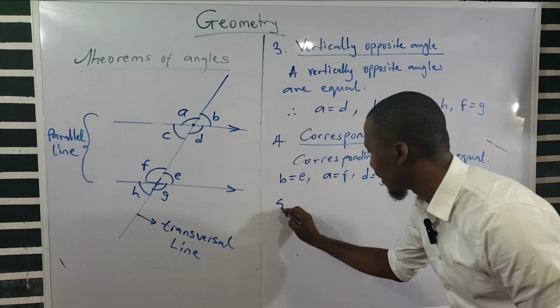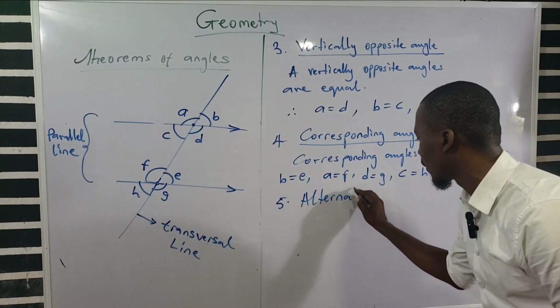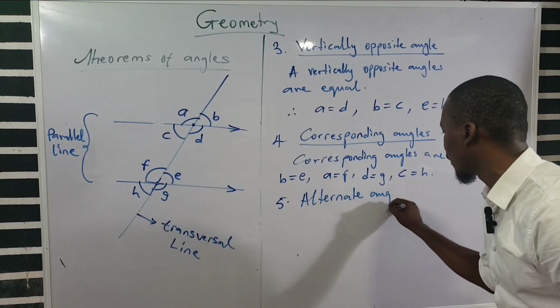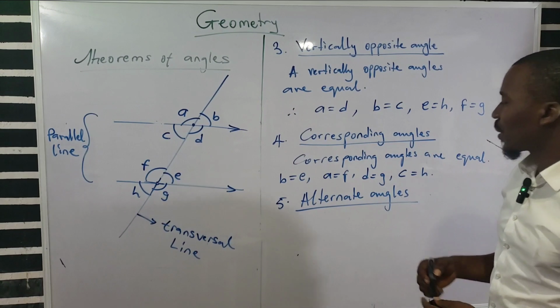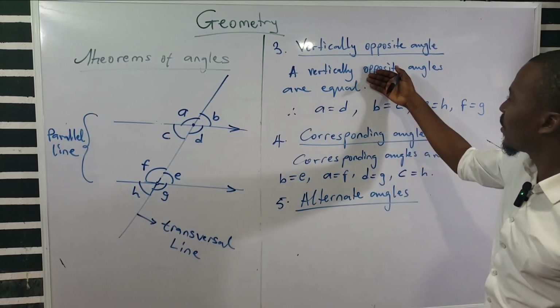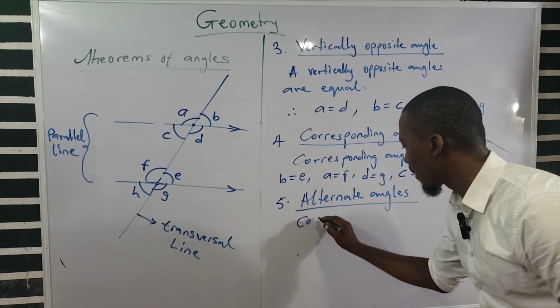Now, the next one we are going to look at is what we call alternate angles. So let's write it. Just like vertically opposite and corresponding angles, alternate angles are equal.